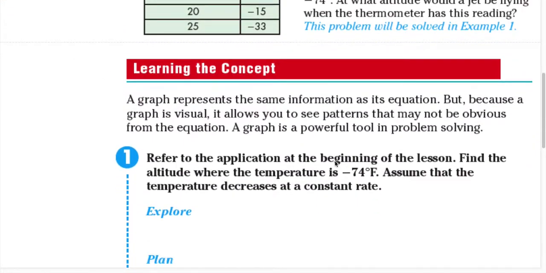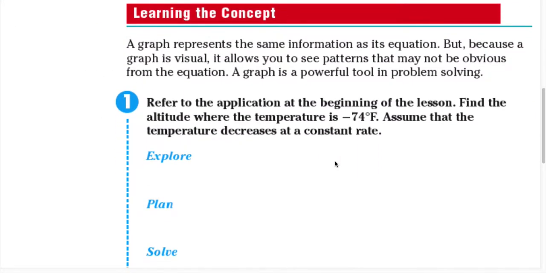A graph represents the same information as its equation, but because a graph is visual, it allows you to see patterns that may not be obvious from an equation. A graph is a powerful tool in problem solving. Let's refer to the application at the beginning of the lesson. Find the altitude where the thermometer is negative 74 degrees Fahrenheit, and let's assume that the temperature decreases at a constant rate.